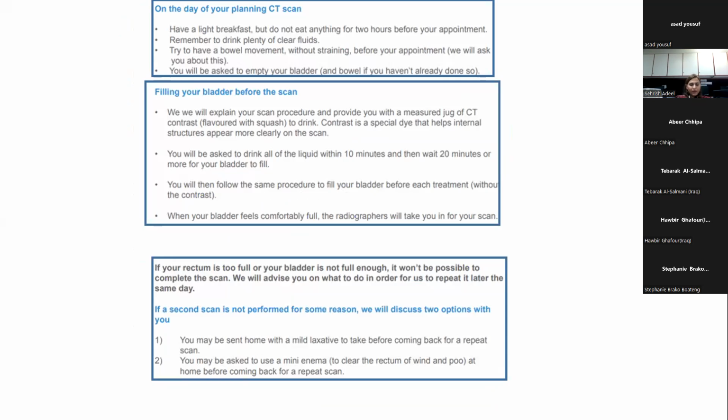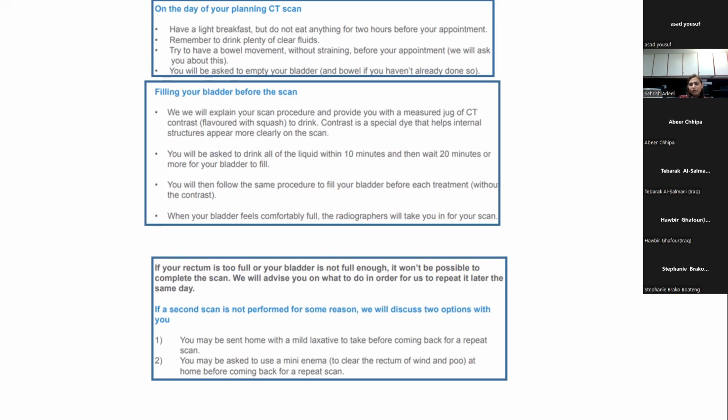On the day of the planning scan, we advise them to take a light breakfast, and they are advised to drink fluids. Before the planning scan, we ask them to defecate and pass urine, and then we give 500 ml of water to them, and we wait for 20 minutes. Then we take them on the machine, and we take a small scout scan of the pelvic area, to see the bladder position, is it adequately filled or not.